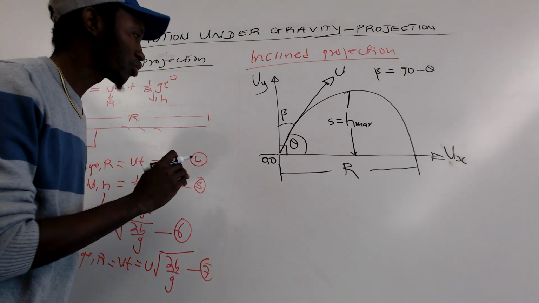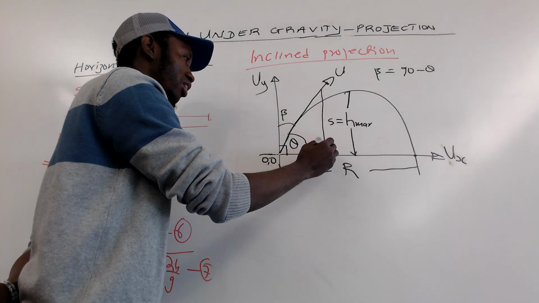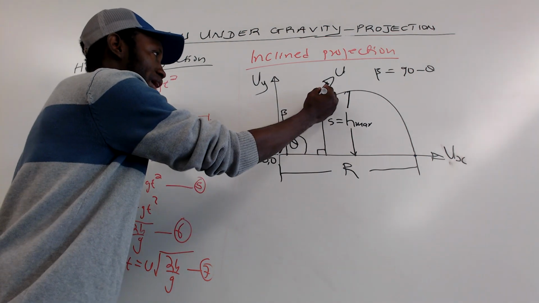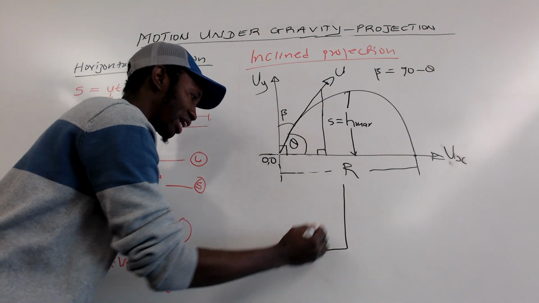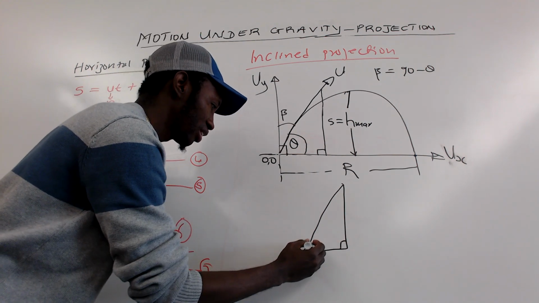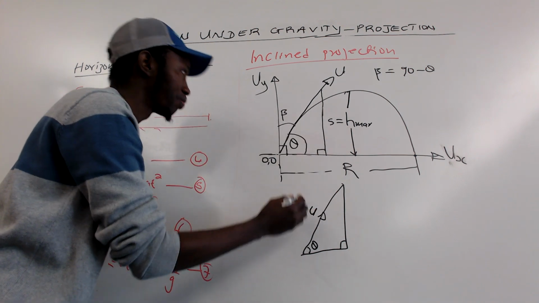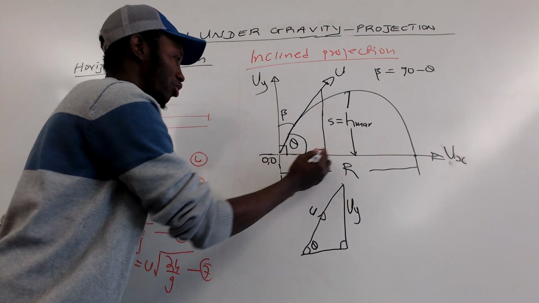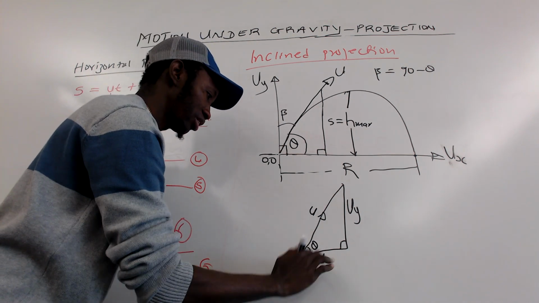Now, let's resolve this diagram. If we drop a vertical line here, it's going to give us an angle of 90. So let's extract this triangle. If we extract that, we have this diagram in this form. This is 90 and this is theta. This is the speed of projection, which we call u. We assume this is the vertical component, call it uy. And this is horizontal, which we call ux.